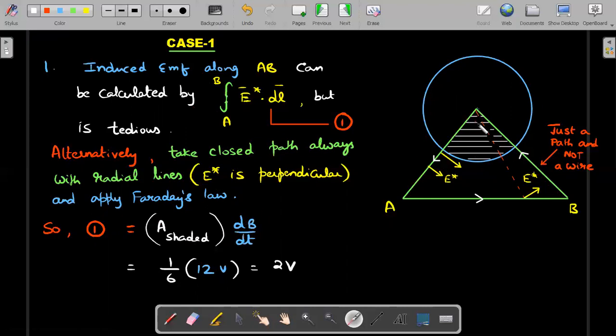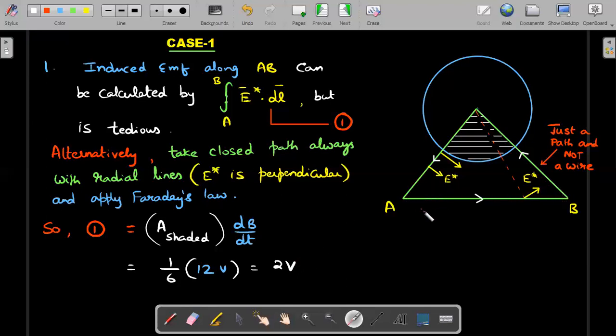Since this is 60 degree, remember the overall area times dB by dt was given as 12 volt to us. Therefore, this is 1/6 of that area of the circle. So the answer should come out to be 2 volts. So this is a nice genius way of calculating the electric EMF along a particular path.